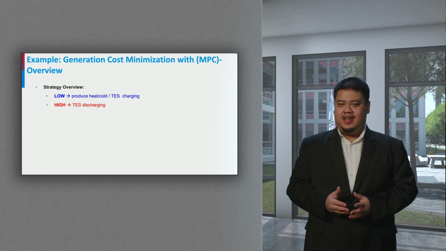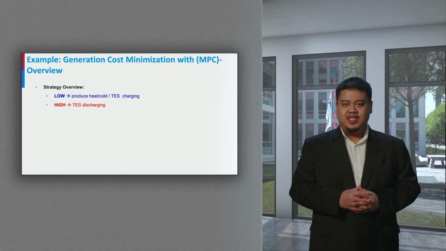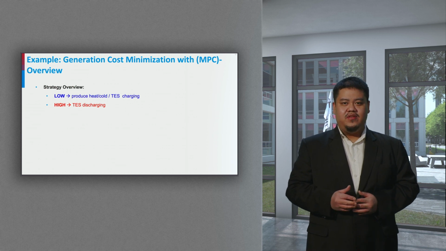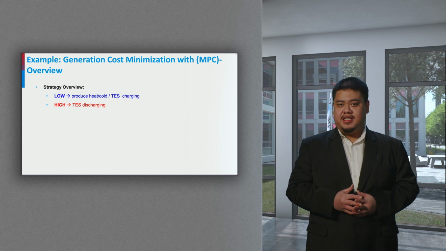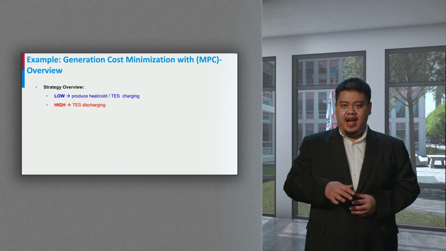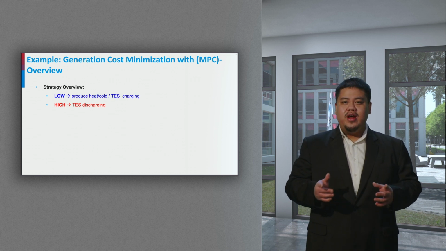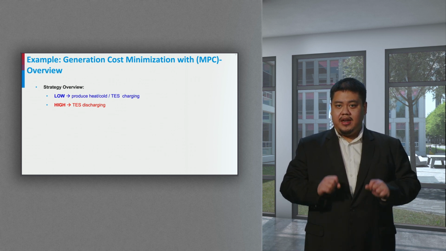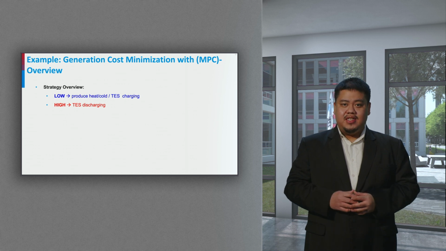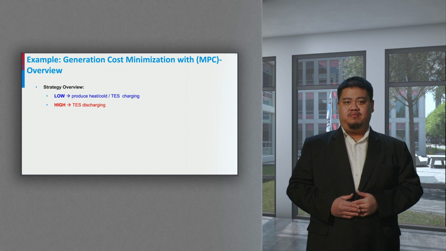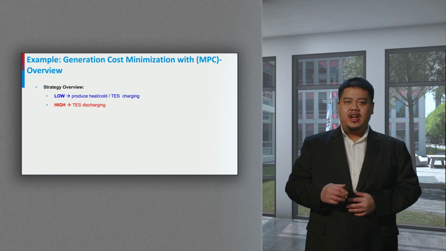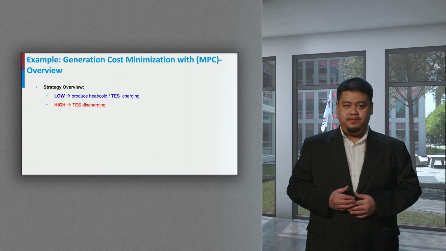To better understand the working mechanism of optimization-based controls, let's consider the following scenario, namely generation cost minimization with MPC. To achieve this objective, we produce some energy and charge the storage tank when the electricity price is low, and discharge it when there is heat demand and the electricity price is high. With this strategy, we can avoid the usage of fossil-fired peak boilers.